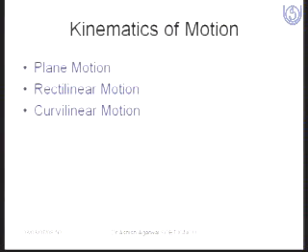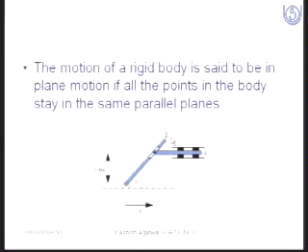After defining all three types of motion, we come to the very basic thing, the kinematics of motion. Here the motion can be defined as plane motion, rectilinear motion, or curvilinear motion. The plane motion, as it's already self-explanatory, means all the parts are moving in one plane, then it is called the plane motion or planar motion. Here we have one example. This is a link, and the motion of all the links is in one plane or a parallel plane. So such type of motion is called the plane motion.